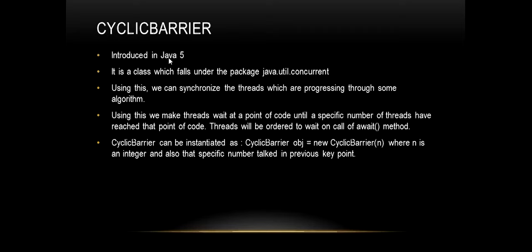Threads will be ordered to wait on call of the await method, and the await method is an instance level method of the CyclicBarrier class. Now CyclicBarrier can be instantiated as CyclicBarrier object equals new CyclicBarrier(n), where n is an integer, and it is also that specific number which I was talking about in the previous key point.